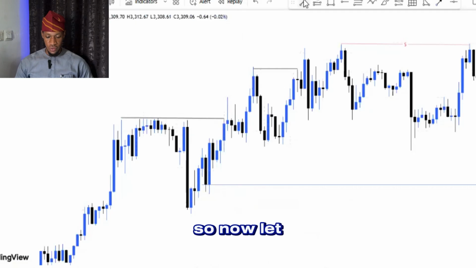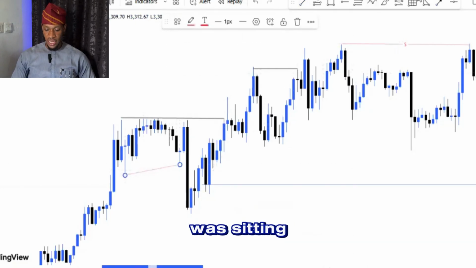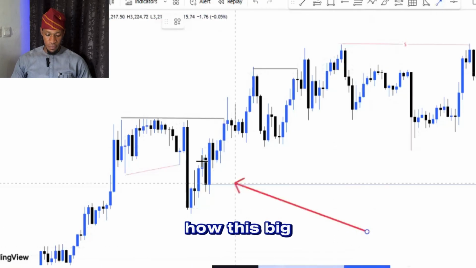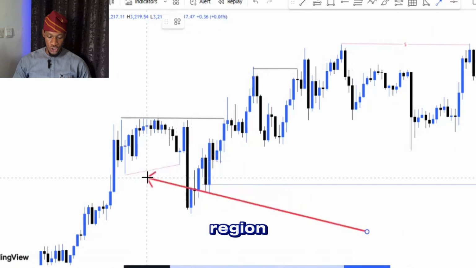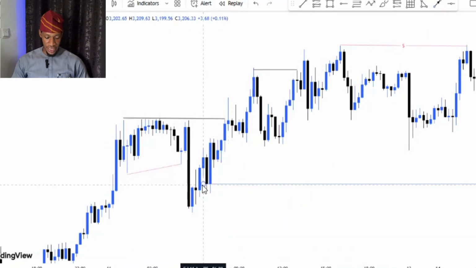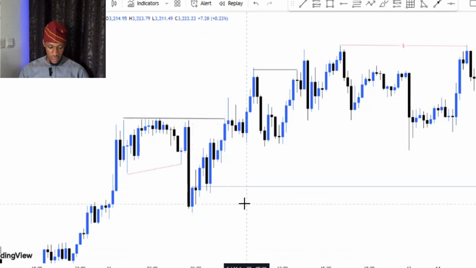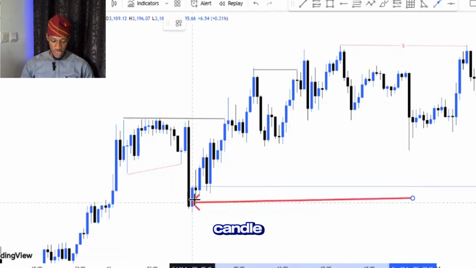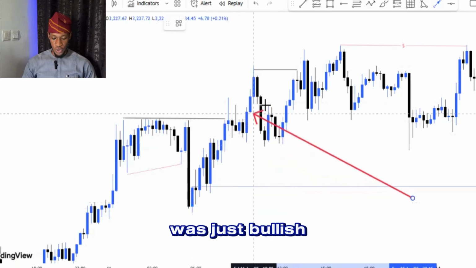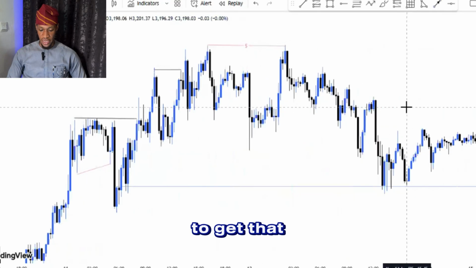Okay, so now let me show you. This was where previous liquidity was sitting, and we saw how this big candle splashed down and took out the liquidity around this region. So now you need to mark out the liquidity candle. Okay, so you mark it here. Then you can clearly see that after this bullish candle, the next candle was just a bullish candle that breaks structure. Now let's see how we can get that entry.